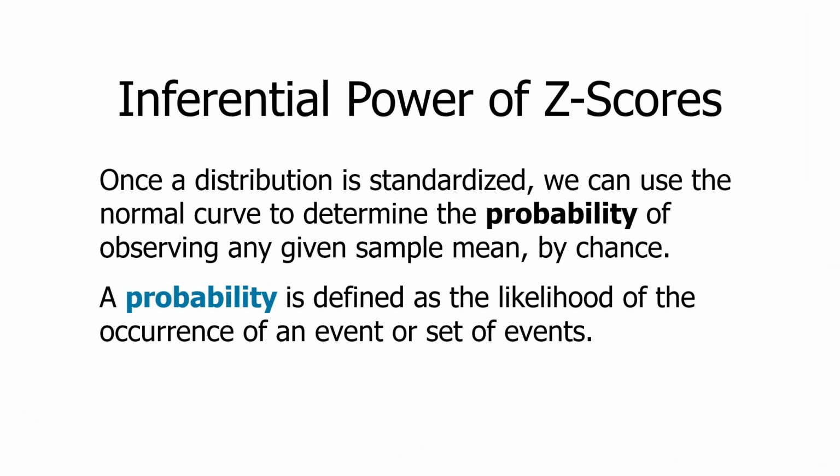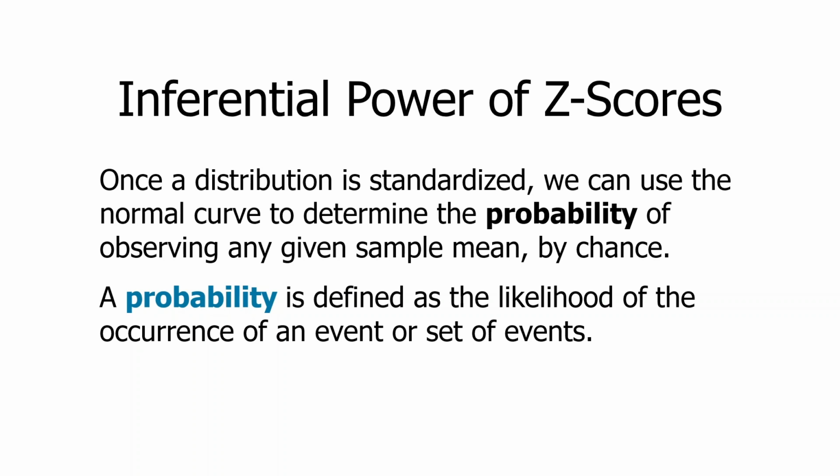Once a distribution is standardized, we can use the normal curve to determine the probability of observing any given sample mean by chance. There's a chance probability of reaching into that sampling distribution and pulling out a mean of, say, 62, or pulling out a mean of, say, 68. That would be very remote. Or pulling out a mean of 58.2 or 57.1, those would be highly probable. So now we have a device, a vehicle, a tool for determining the probability of observing a certain event or of observing a certain sample mean.